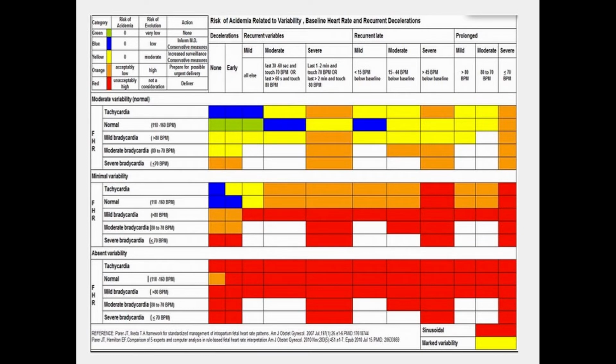And we define moderate variables as lasting 30 to 60 seconds and reaching a nadir of 70 beats per minute, or lasting over 60 seconds and touching down to 80 beats per minute. The reason is physiologic. The slower your heart rate, the more oxygen deprivation you have, the more the acidemia, right? So the depth and length of the variable matters.